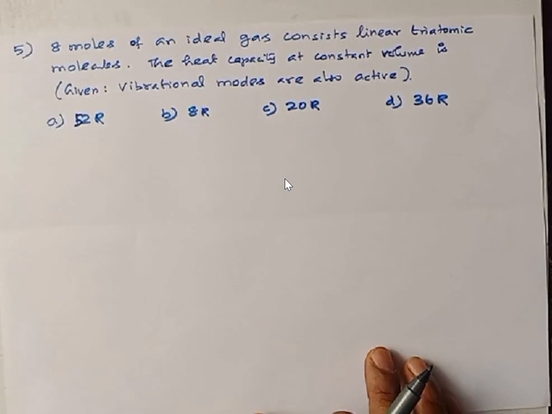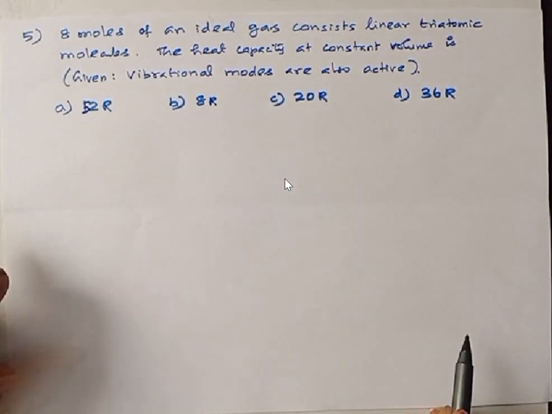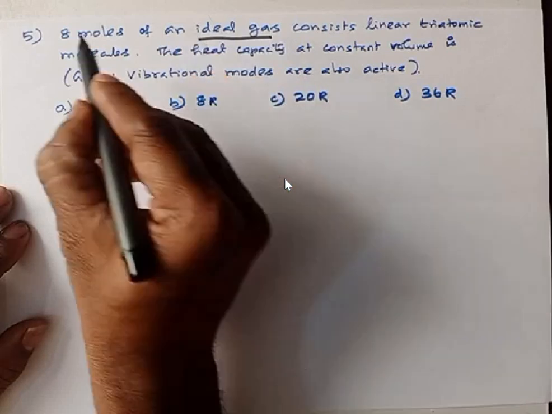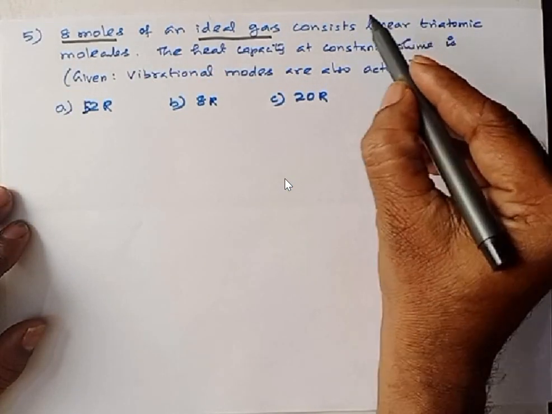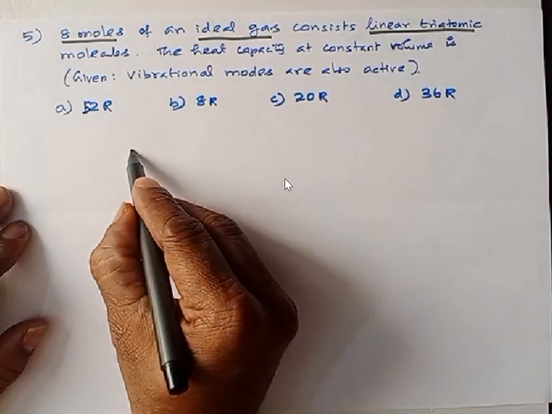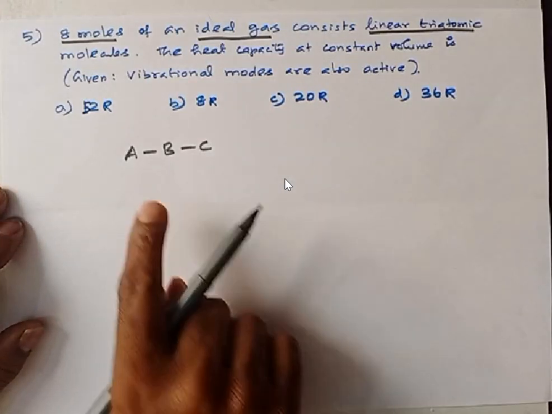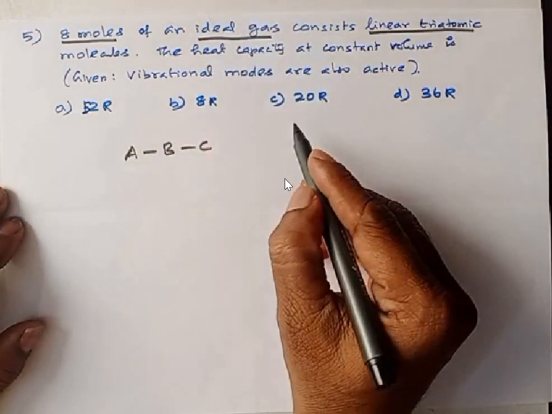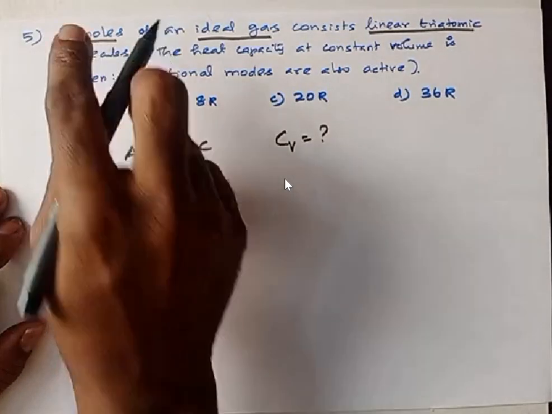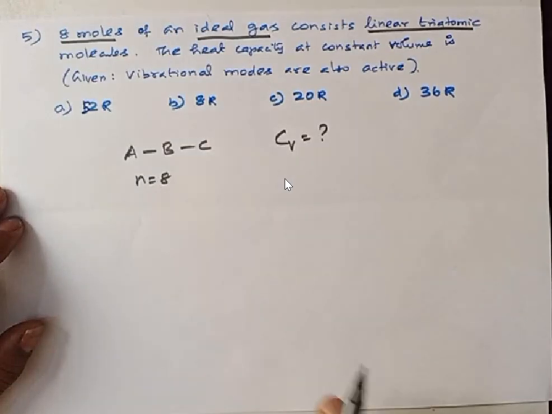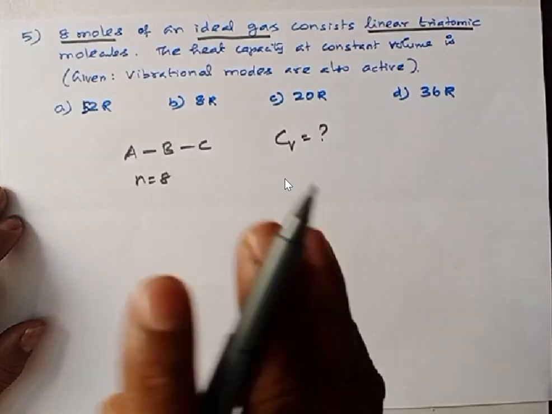Question number 8. 8 moles of an ideal gas. It is given as an ideal gas. Number of moles is 8 moles. It consists of linear triatomic molecules. Let me write that molecule as A, B, C. It is a linear triatomic molecule. We need to find the heat capacity at constant volume. Number of moles is given as 8 moles. And one more piece of information is given: vibrational modes are also active, so you should consider vibration also.